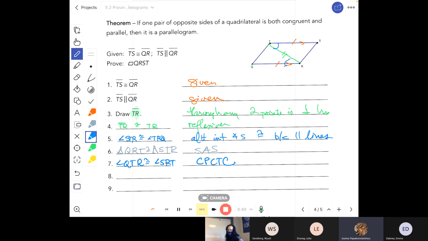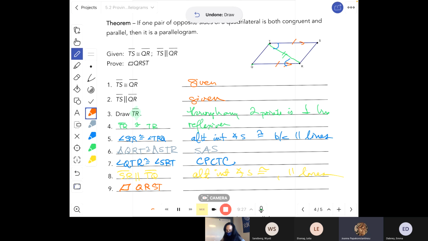Do we have other information now? What about them? I know they're parallel, right? Again, because of those alternate interior angles being congruent because of the parallel lines. And that brings us to our final fact that we are trying to prove, that this quadrilateral is a parallelogram.